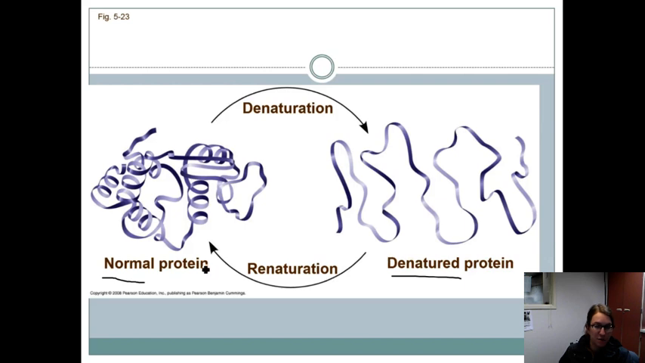Sometimes proteins can be renatured if you put them back into the normal conditions, but not always. So if you think about cooking an egg, you're not going to be able to get that cooked egg back into its raw form. So its proteins have been irreversibly denatured in that case. Though I think I read about somebody who did an experiment recently and figured out what conditions were necessary where they could actually get a cooked egg to be like it was raw again. But it wasn't something that you could do regularly in your house.